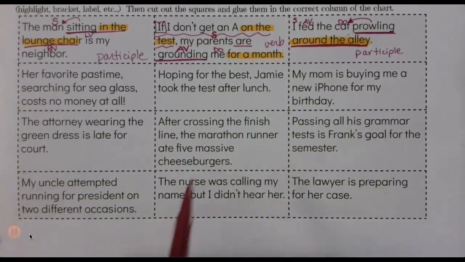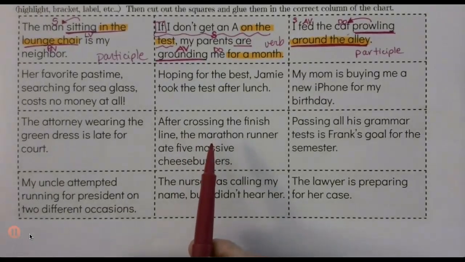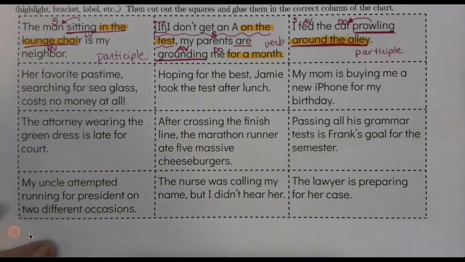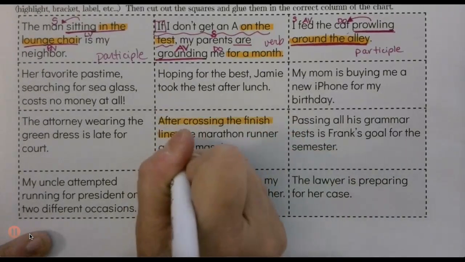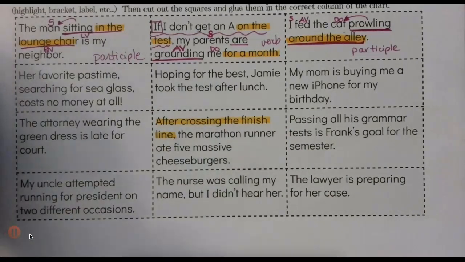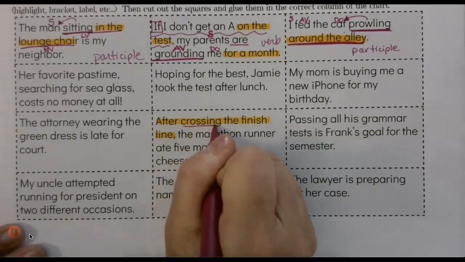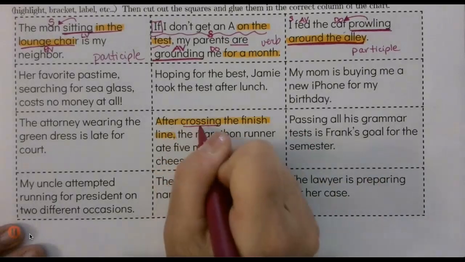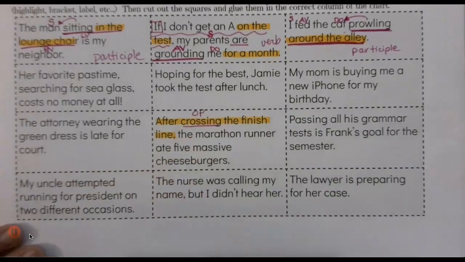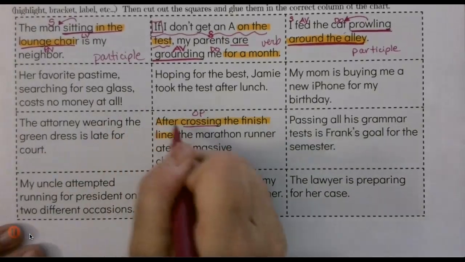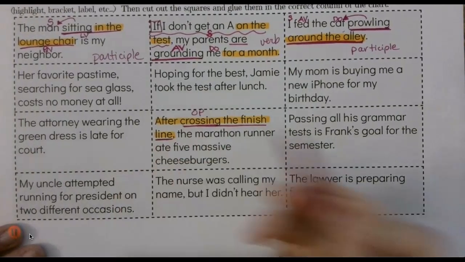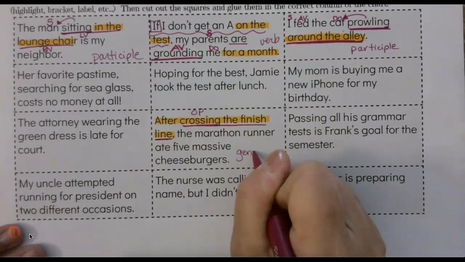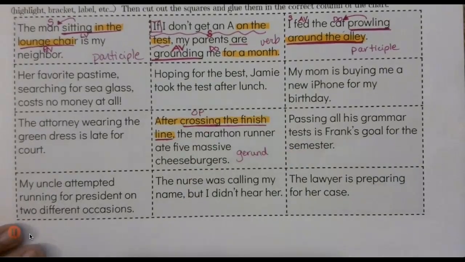All right, let's look at this one. After crossing the finish line, the marathon runner ate 5 massive hamburgers. So I'm going to look for any phrases, and I see after crossing the finish line. And I can already tell that I found my verbal here. Crossing is a verb that ends in ing. And because it's in a prepositional phrase, I know it's the object of the preposition. And it's not just crossing. After crossing what? Crossing the finish line. So this whole thing acts like a gerund phrase, and it's doing the job of object of a preposition.